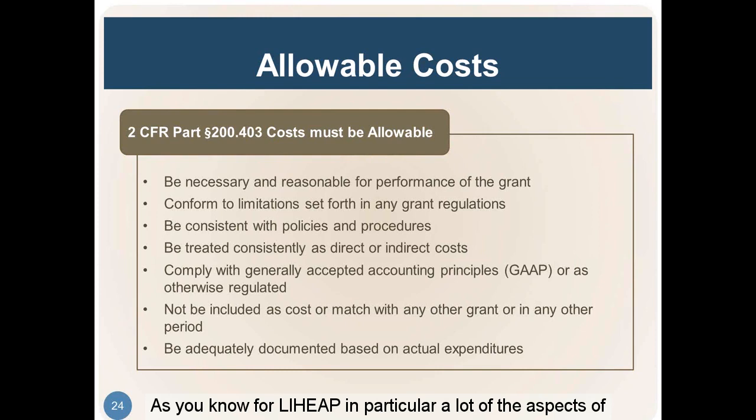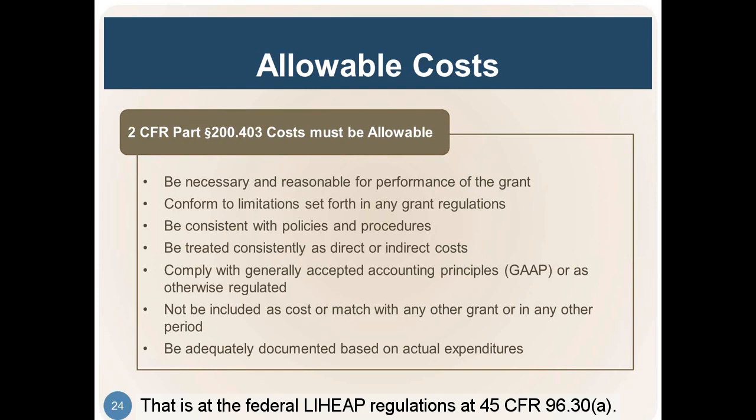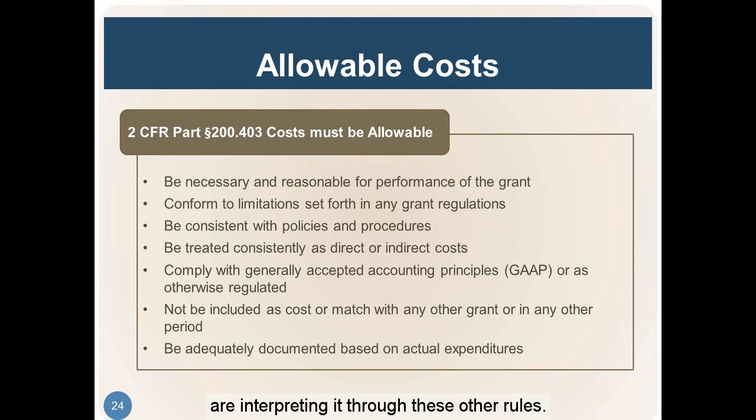And as you know, for LIHEAP in particular, a lot of the aspects of your program are not defined, or specific procedures are not set out in the federal rules. And so the LIHEAP block grant regulations require you to be following your own statewide, tribal-wide, or territory-wide rules as though you were using your own state, tribal, or territory money. And so that's at the federal LIHEAP regulations at 45 CFR 96.30(a). So you always want to be keeping that regulation in mind as you're interpreting it through these other rules.